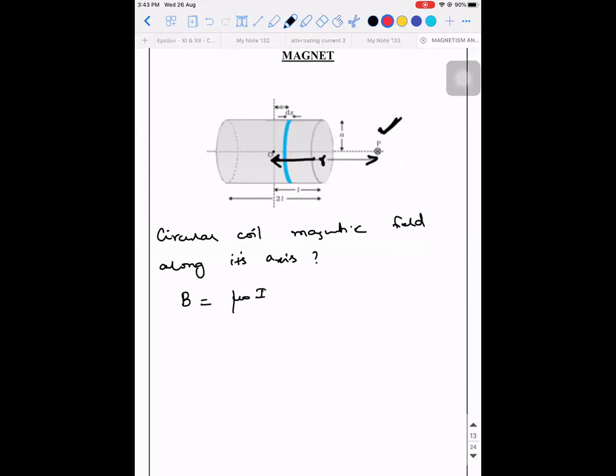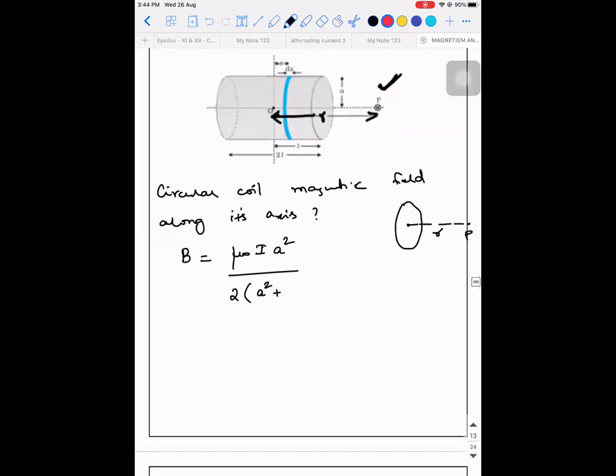mu naught I a square, n a dx, divided by 2 into a square plus x square. Here, what is the value of x? X is the distance from where to where? It is not the distance from the center. See, if you have a circular coil, from the circular coil center to the point where you're trying to calculate the field. It is r minus x the whole square, right? a square plus r minus x the whole power 3 by 2.